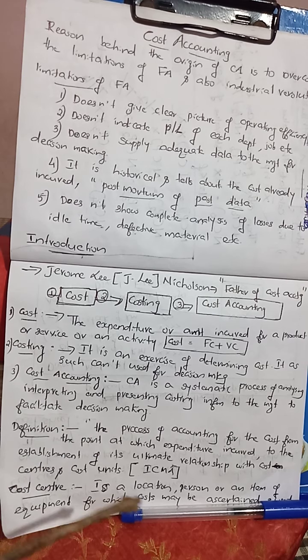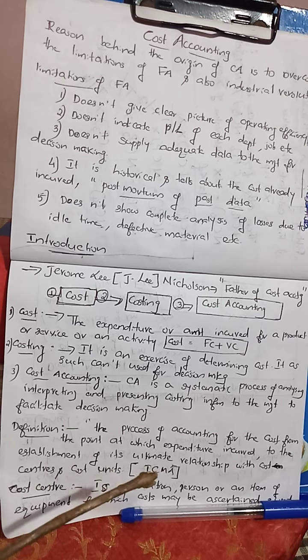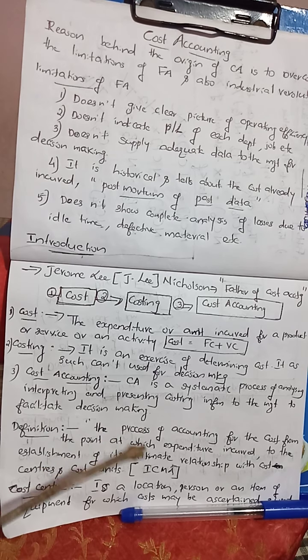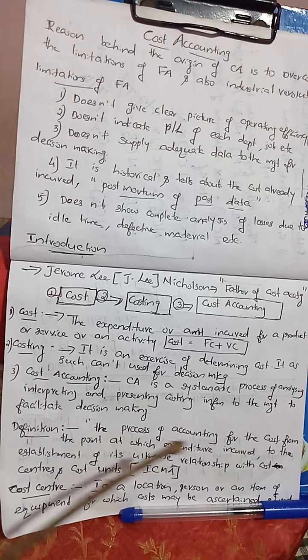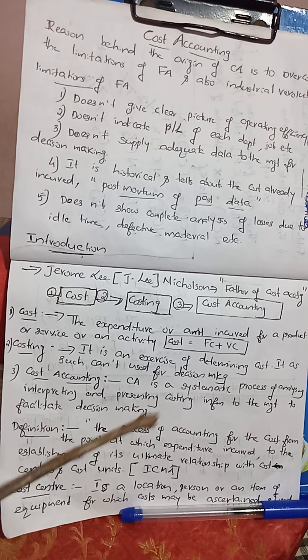definition given by the Institute of Cost and Management Accounting, London, ICMA. This is a definition of cost accounting. Listen to the definition. The process of accounting for the cost from the point at which expenditure is incurred to the establishment of its ultimate relationship with cost centers and cost units. It is a process of accounting for the cost.